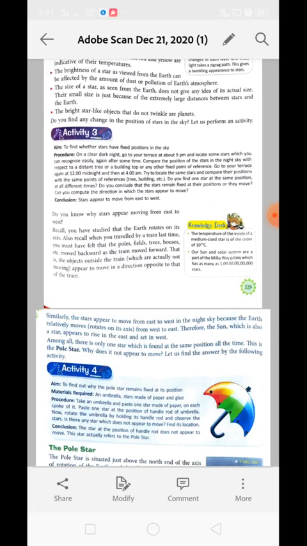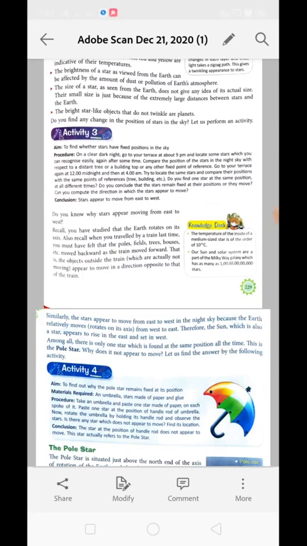In the same manner, we are sitting on the earth, and the stars appear to move from east to west. It means our earth is rotating in the opposite direction. Stars appear to move from east to west in the night sky because the earth's relative motion is from west to east. Therefore the sun, which is also a star, appears to rise in the east and set in the west because of the motion of the earth. The sun is fixed at its position. The sun is not showing any kind of movement, but our earth is moving. That is why the sun appears to rise in the east and set in the west.